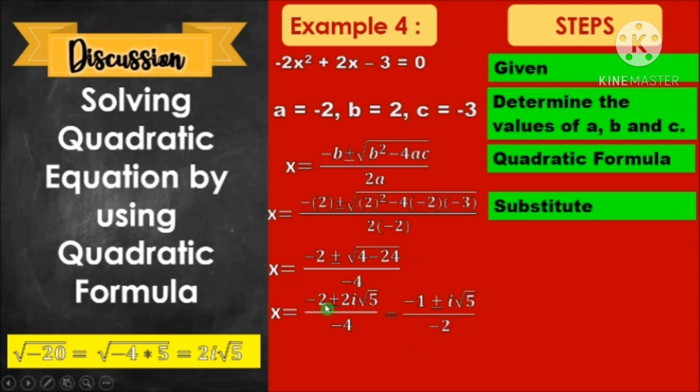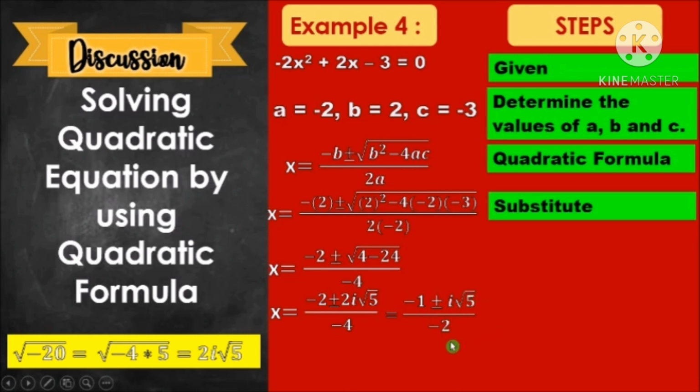So, 2 divided by 2, that is 1. 2 divided by 2, that will become 1. So, di na natin sinulat because automatically, meron tayong 1 dito. Negative 4 divided by 2, that is negative 2. So, bakit natin i-divide ang terms na to by 2? Dahil ang lahat ng whole number na to ay common by number 2. So, we can now have this as the final answer, negative 1 plus minus I square root of 5 over negative 2.